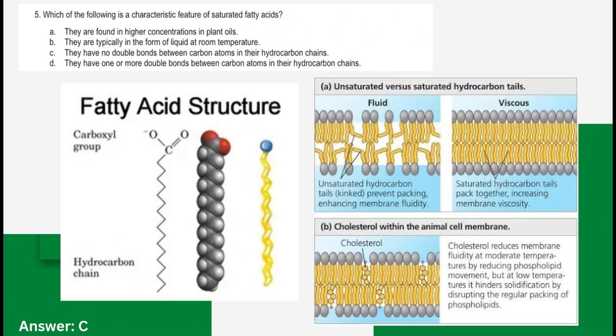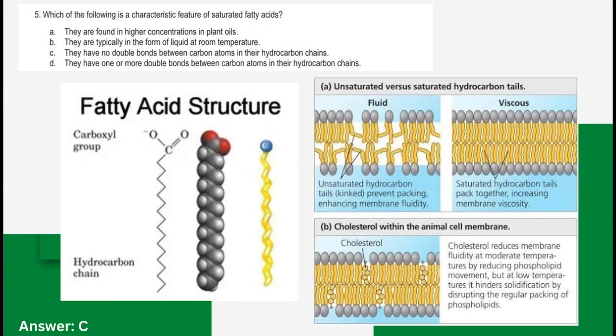Okay? Why not letter B? Liquids at room temperature are unsaturated oils. Okay? So they're typically in a form of liquid at room temperature. That means they are unsaturated oils or unsaturated fatty acids. Why not letter D? Double bonds will always indicate unsaturation. That's why we call it point of unsaturation. So the correct answer is letter C. Okay, saturated fats are full of hydrogens and usually solid. So they don't contain double bonds.